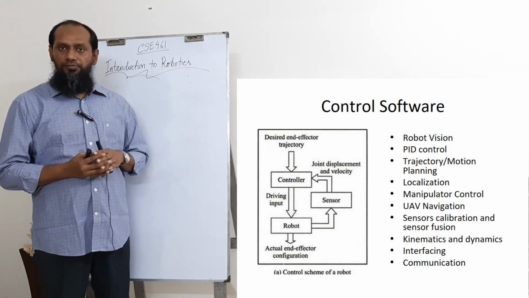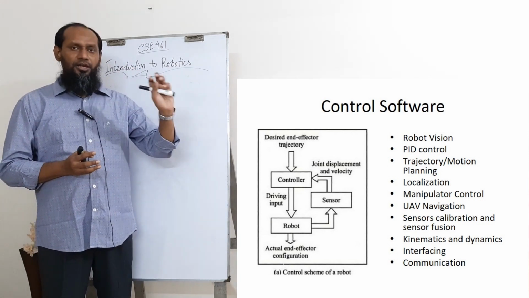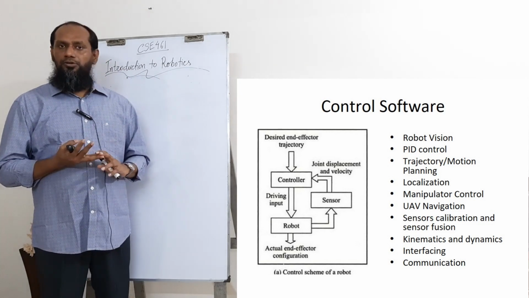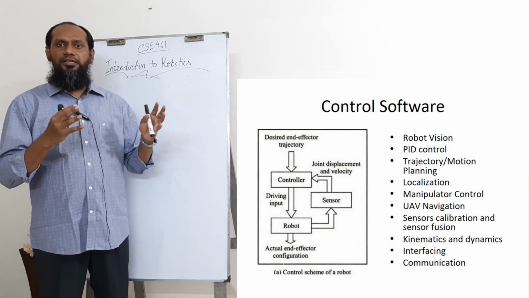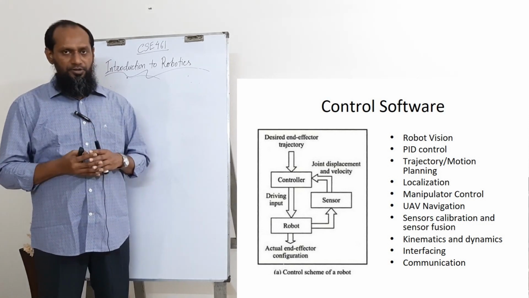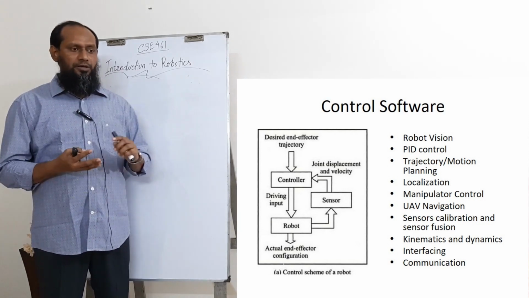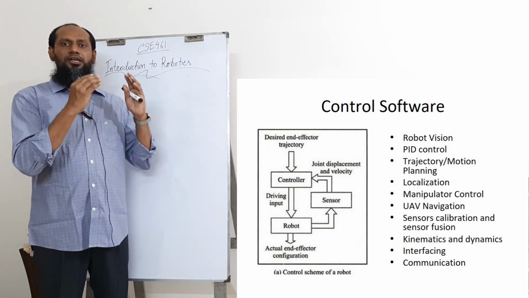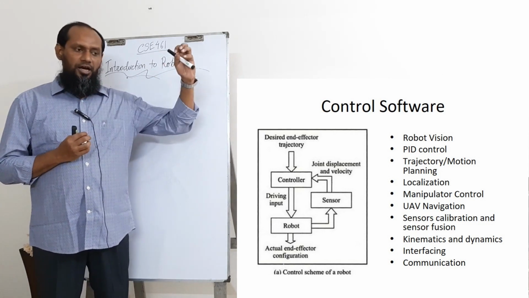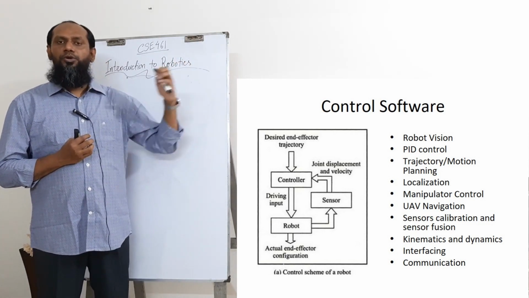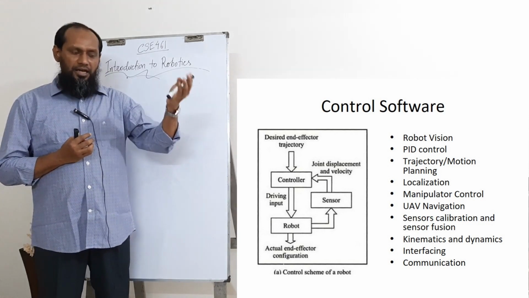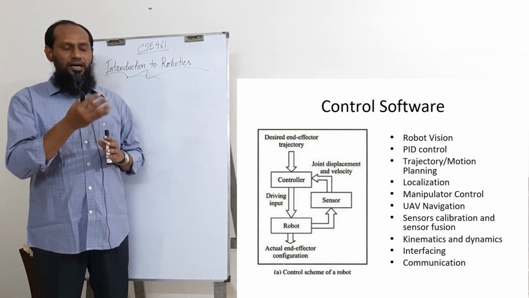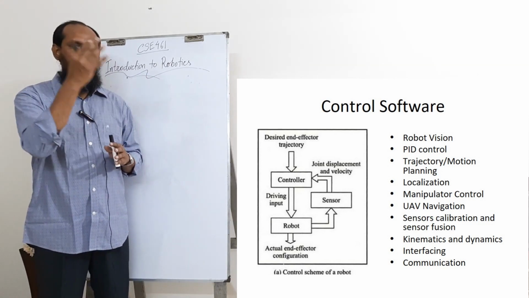One is robot vision, that means to see something, to identify something, to recognize something. Second, PID control for taking the decision on left-right movement, or to reach a goal. Third is trajectory or motion planning, that means how to reach from a start position to an ending position, which algorithm it is going to use. It's kind of like the PID algorithm, but there are different types of standard algorithms for identifying the trajectory or the motions.